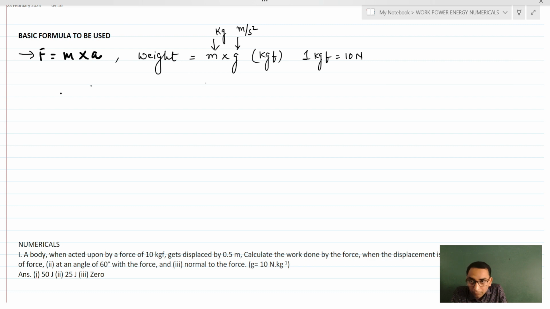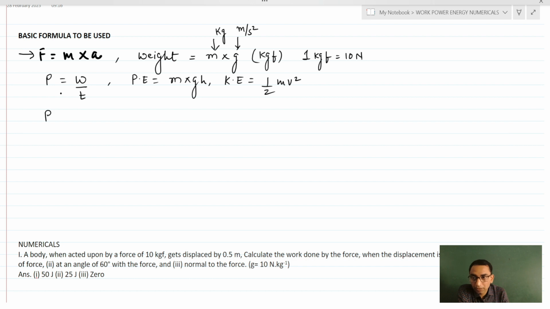Now, power is equal to work divided by time. This is the formula for power. You may also use energy upon time. The potential energy is equal to m into g into h, where m is the mass, g is acceleration due to gravity, h is the height of the object above the ground. Kinetic energy is equal to half mv square.